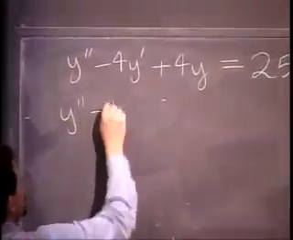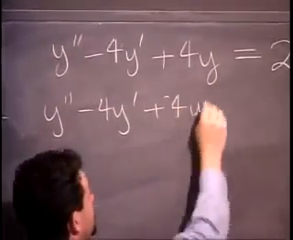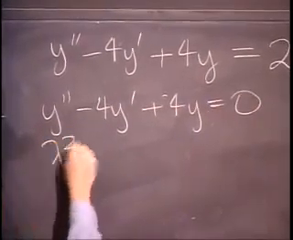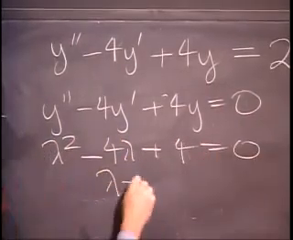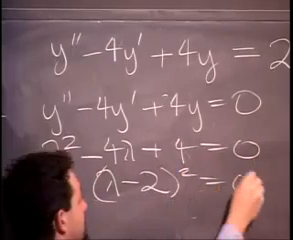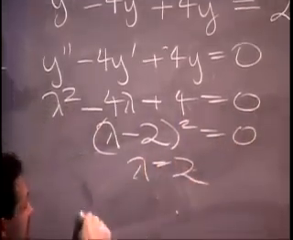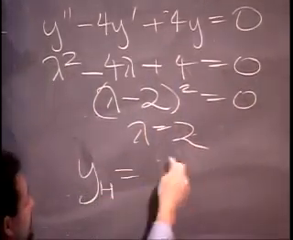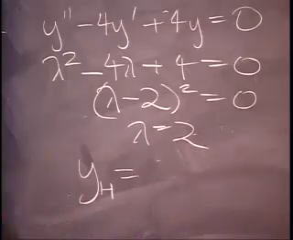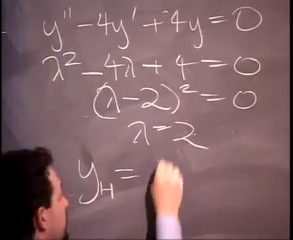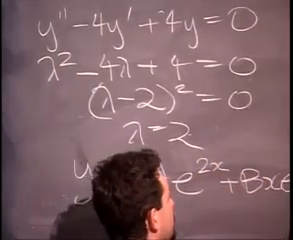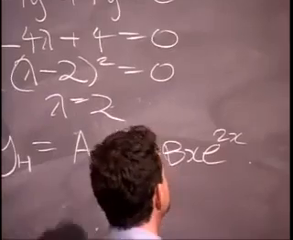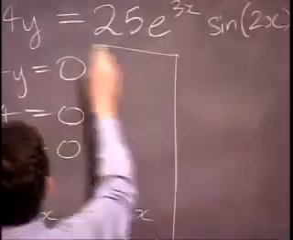First, the homogeneous version. Y double prime minus 4y prime plus 4y equals 0 has characteristic quadratic lambda squared minus 4 lambda plus 4 equals 0. Factors into lambda minus 2 all squared. So lambda equals 2. So I immediately have YH. This is the only solution, by the way, double root. So I have YH is equal to A e to the 2x plus B x e to the 2x. All right. So that's the homogeneous part.